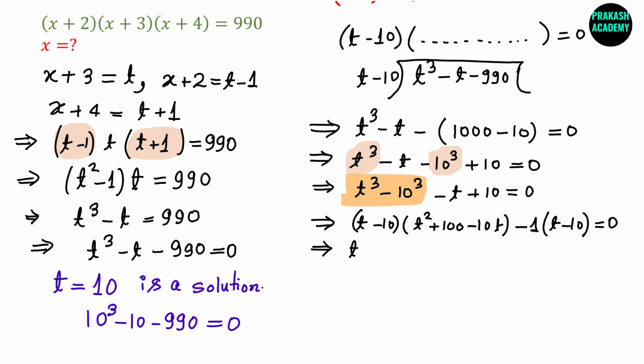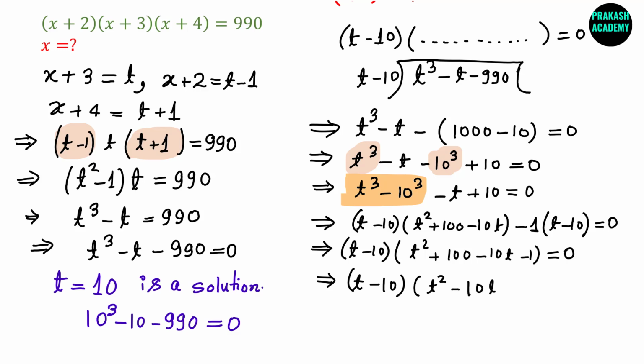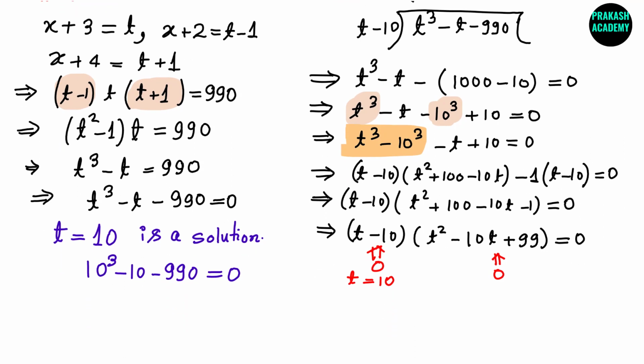If I take t minus 10 common throughout, I will have t square plus 100 plus 10t minus 1 equals 0. So this will be t minus 10 into t square plus 10t plus 99 equals 0. Now two possibilities: either this term will be 0 or that term will be 0. If this term is 0, then t equals 10, which we already know is a solution. Now if the second term is 0, that is t square plus 10t plus 99 equals 0, this is a quadratic equation.